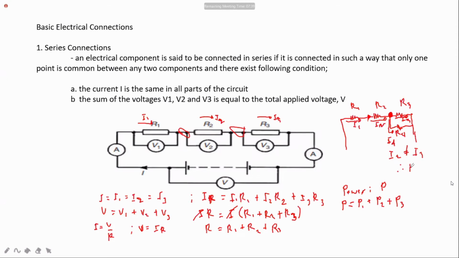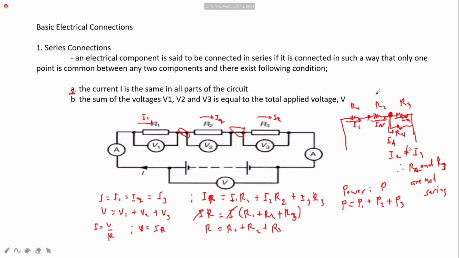Therefore, I2 and I3 are not in series. Okay? So, the most important basis for your component is letter A: there exists only one current in all parts of that circuit to be considered as series.